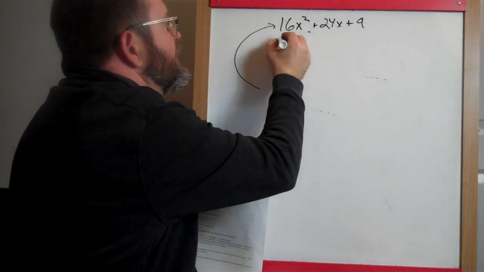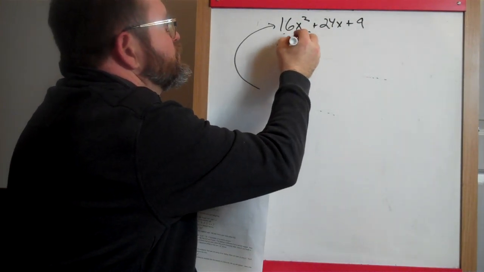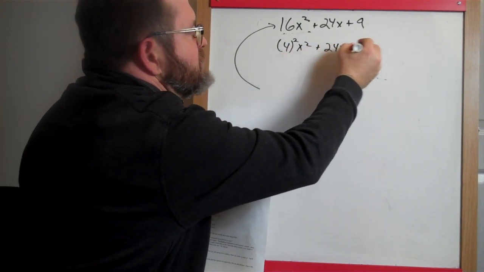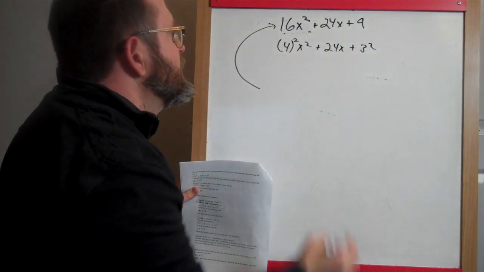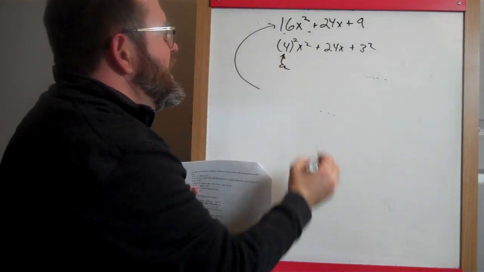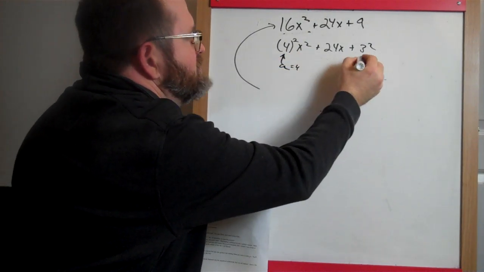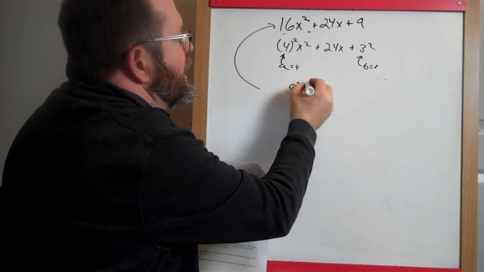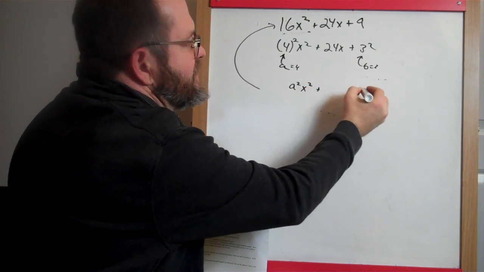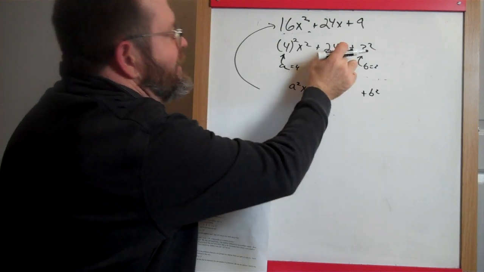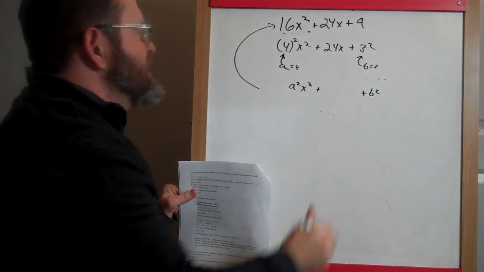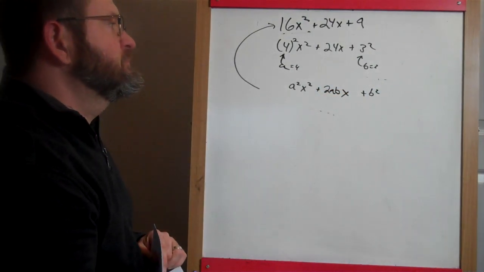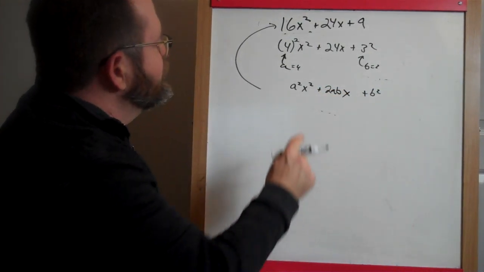What if we made this 4 squared times x squared plus 24x plus 3 squared? So this could be called A equals 4, and this could be called B equals 3. Then we have A squared x squared plus B squared. Now we got this middle term right here, and that middle term is 2abx.